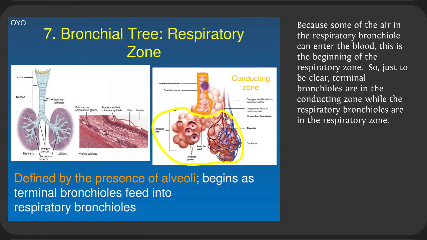Because some of the air in the respiratory bronchiole can enter the blood, this is the beginning of the respiratory zone. So the respiratory bronchiole is the beginning of the respiratory zone. So just to be clear, terminal bronchioles are in the conducting zone, while the respiratory bronchioles are in the respiratory zone.